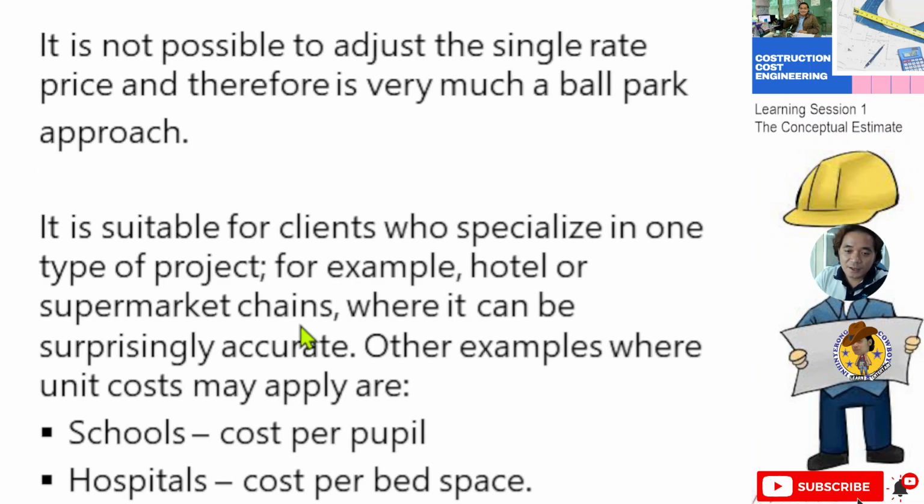Okay, so it is not possible to adjust the single rate price, and therefore variable part groups. It is suitable for clients who specialize in one type of project. For example, we have hotel or supermarket chains where it can be surprisingly accurate. Other examples where unit cost may apply are schools, cost per pupil. Then we have hospitals, cost per bed space.